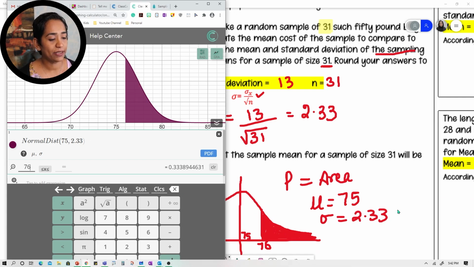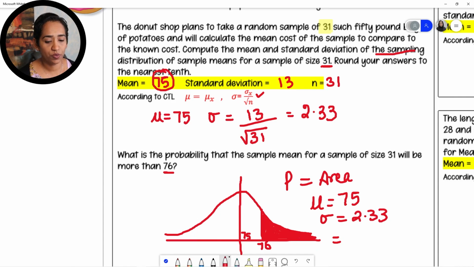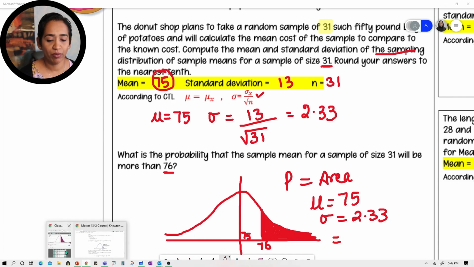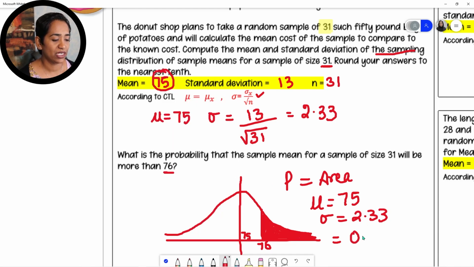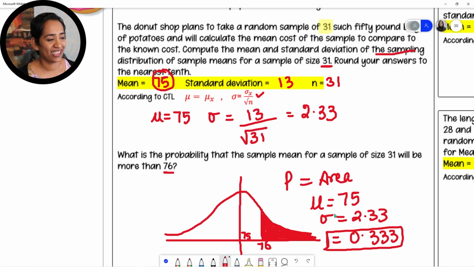What's my probability? Oops, I should have looked at that. My probability is 0.333. That's the probability, the final answer. All right, now let's go ahead and take a look at the other one.